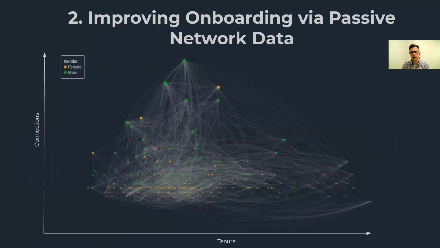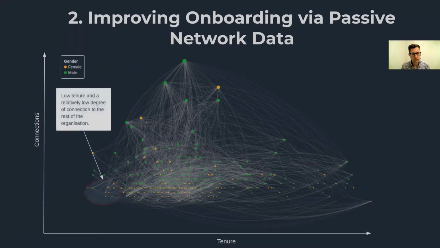The second example that I'm going to look at here is onboarding. You can use, in particular, the passive organizational network analysis data to give you insight into how quickly people are being integrated into the network. Here on the horizontal axis, we have tenure, and on the vertical axis, we have the total number of incoming connections that people have. If we look down the bottom there, we can see that these are people that have a relatively low tenure, but also a relatively low degree of connection into the rest of the organization.